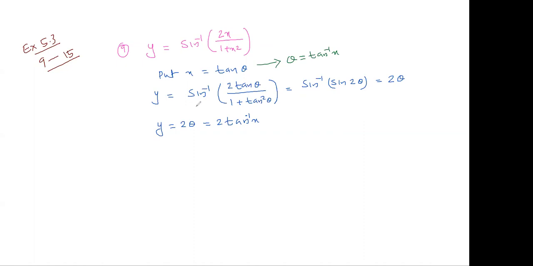But now we put one substitution, x is equal to tan theta, and your function becomes very simple: y is equal to 2 tan inverse x. We needed the derivative. So dy by dx, the right side is a constant into a function. So constant into the derivative of tan inverse x, which is 1 by 1 plus x square. So the answer is 2 by 1 plus x square. So it is finished.